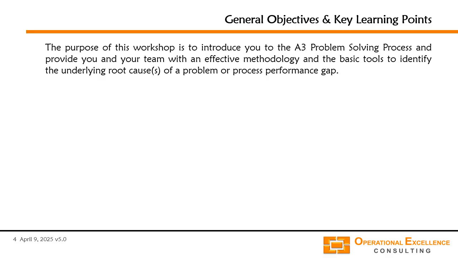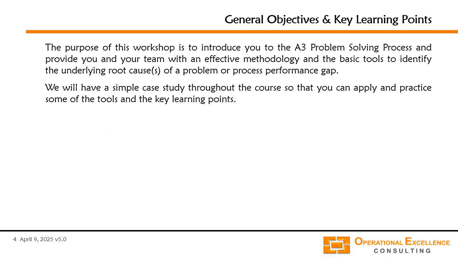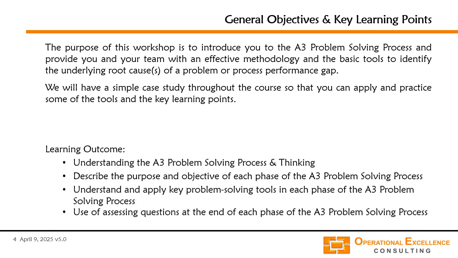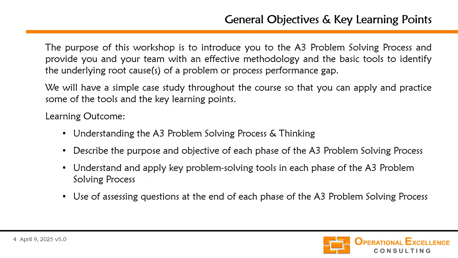The general objective and key learning points of this e-learning course are to show you how the A3 problem-solving process works. I will also review some simple case studies to show you how to apply the different problem-solving tools that are integrated into this process. So key learning outcomes are to understand the A3 problem-solving process and its 7 phases, to be able to use the supporting problem-solving tools to find the root cause or causes of a problem, and to establish appropriate corrective and preventive actions. At the end of each phase, we will review a checklist and assessment questions the team should utilize to make sure all necessary work has been done in that phase.